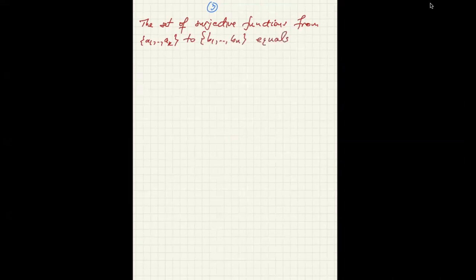So now with this notation in mind, it's not too hard to see that the set of surjective functions from the domain A1, Ak to the codomain B1, Bn equals A minus the union of A1, A2, An. That's clear. And in order to evaluate this, to count the number of surjective functions, we have to determine the cardinality of this set. And here in the first step, we apply the principle of inclusion-exclusion.